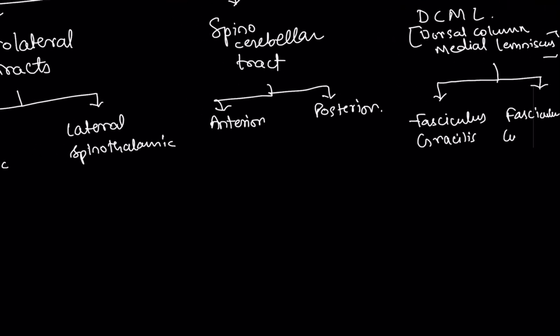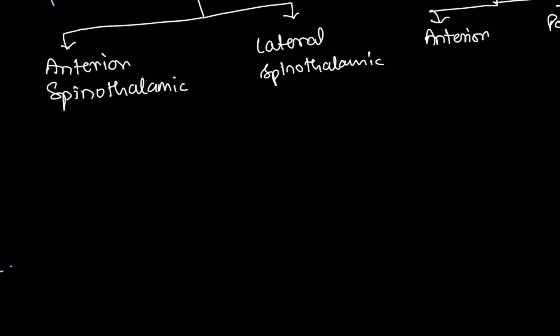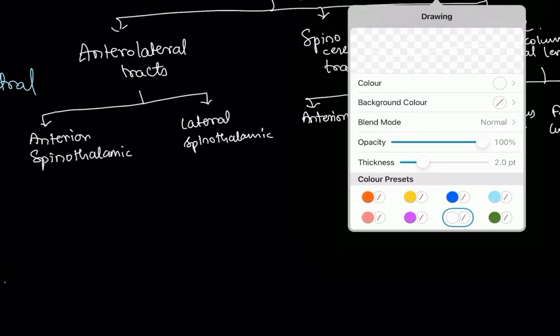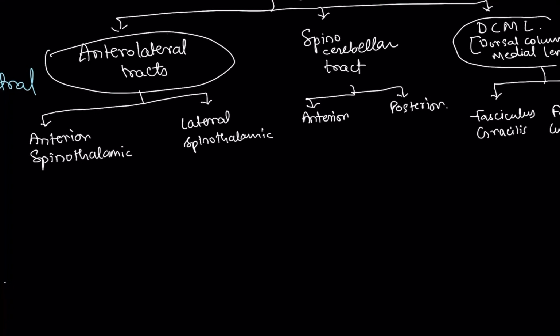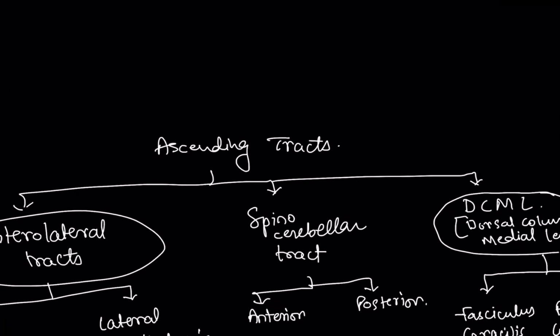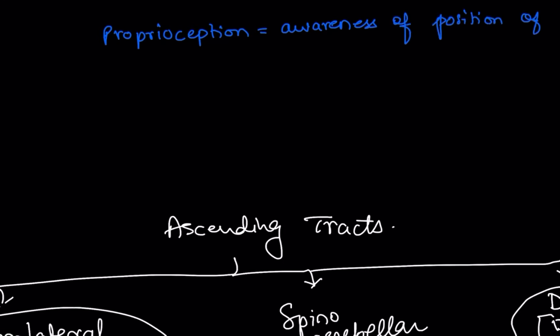Fasciculus cuneatus. Now this anterior spinothalamic tract and this anterolateral tract and this DCML, this anterolateral and DCML, they do the conscious proprioception. Now someone might have a doubt: what is proprioception? Write down: proprioception means awareness of position and movements of our body. So if we are consciously aware about our position and movements, then that conscious proprioception is done by whom?